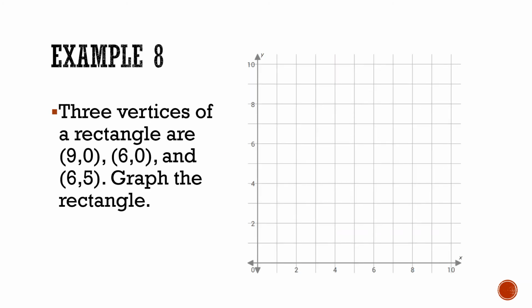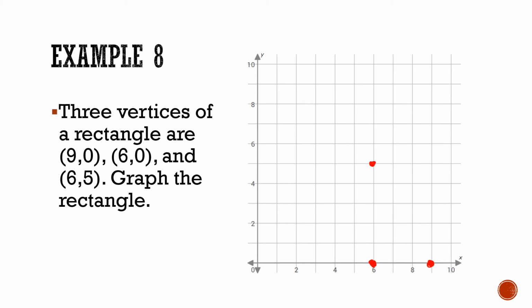Okay, we're doing a rectangle again, 9, 0, 6, 0, and 6, 5. So it's only giving us 3, and we have to graph that fourth one. Okay, so let's do 9, 0 means we go over 9 and then up 0, so it just stays on the x-axis at 9. Then we have 6, 0, so we'll go over 6 and we're not going up any, so that will be another one on the x-axis. And then we have 6, 5, which is over 6 and up 5.